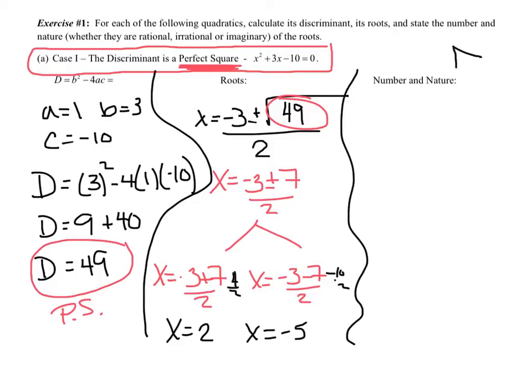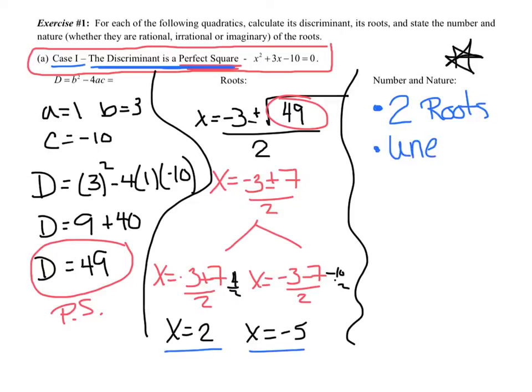Now here's the important part that needs to be very carefully noted in your book. You have to be able to describe in words the number and nature of the roots. So according to case 1, if the discriminant is a perfect square, here's what you have to memorize. You get 2 roots, and I just showed you that here. We got 2 roots that are unequal. They are real numbers. They're not imaginary. You know the numbers 2 and negative 5. They don't have any i's. And here's the key. They are rational.